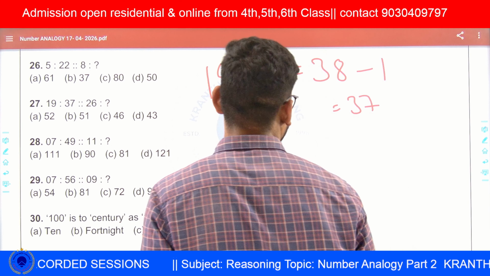Again 26. 26 into 2. 26 into 2 is 52. And we have to subtract 1. That is, the answer will be 51. Where is the answer? That is 51. It's B. So 27 will be B.